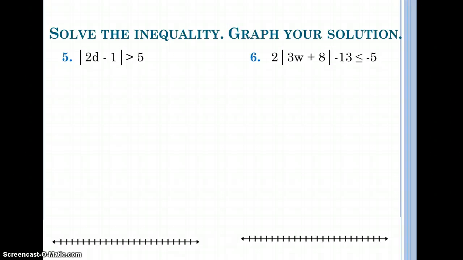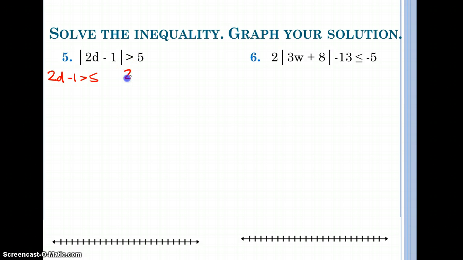Okay, let's look at an example or two, if you don't mind, and I'm sure that you don't. So solve the inequality and then graph our solution as well. Same thing that we did before is how we're going to start this problem. So you're going to start with 2d minus 1 is greater than 5. That's always going to be the same. Always, always, always for your positive side.